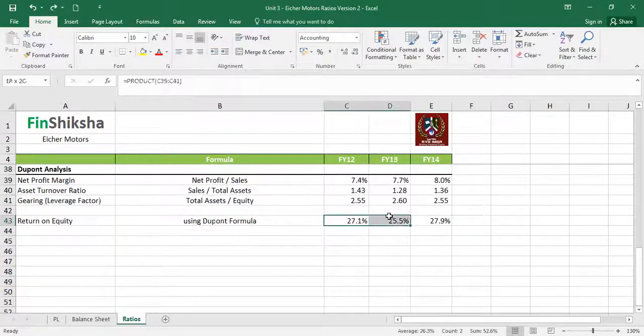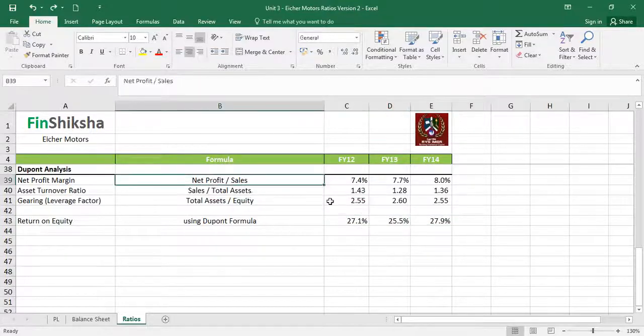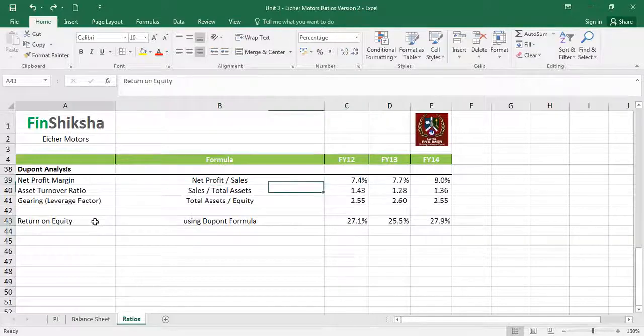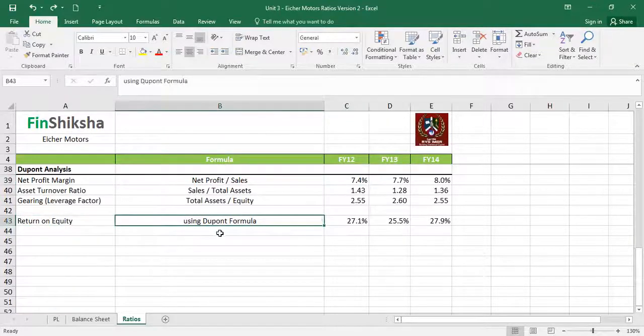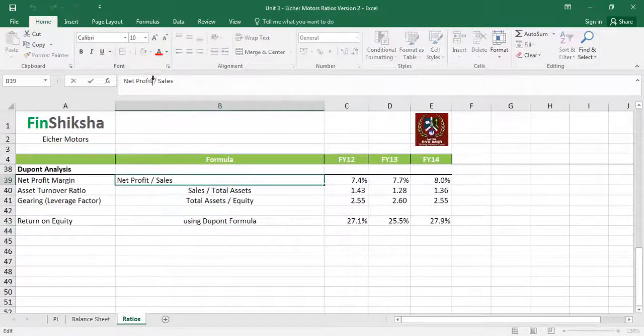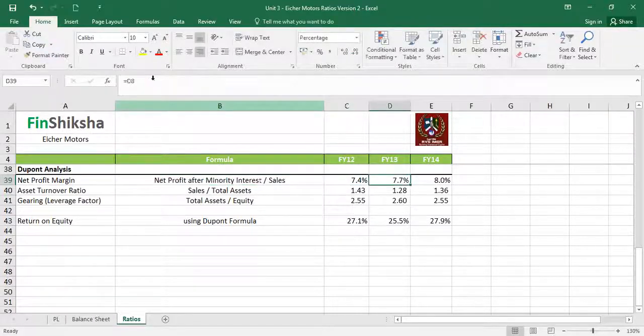Let's look at the numbers. We get 27, 25, 27.9%. Now this may be different because we have used net profit by sales here, whereas in the return on equity that we had calculated earlier, we had used net profit after minority interest, right? So there is going to be a discrepancy here. So we can't link it directly.